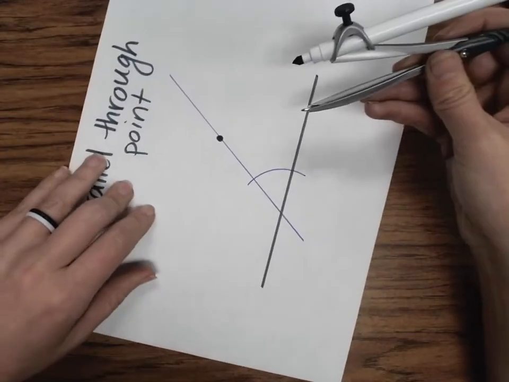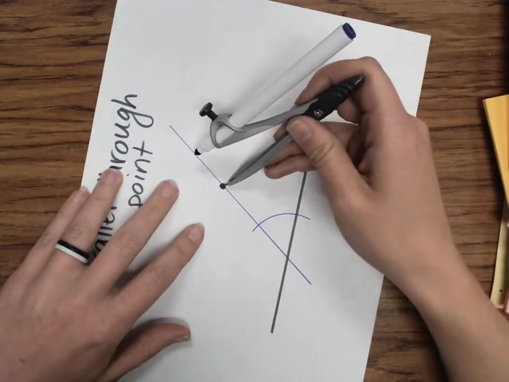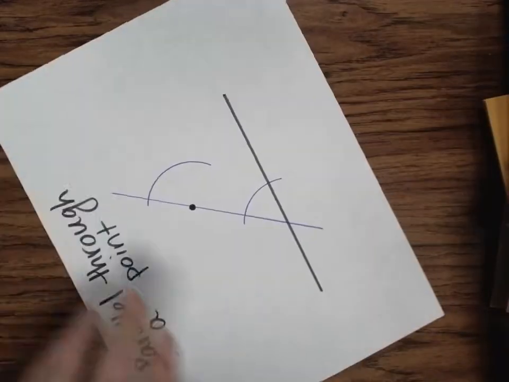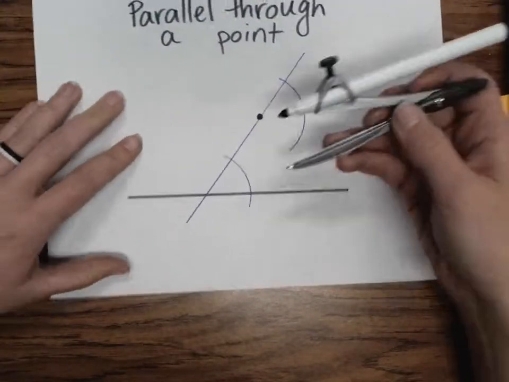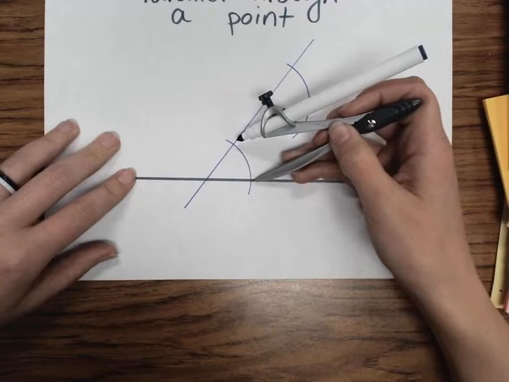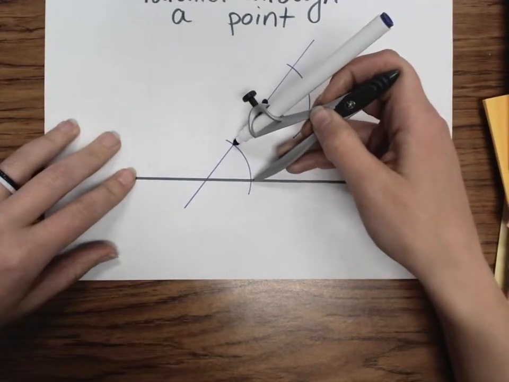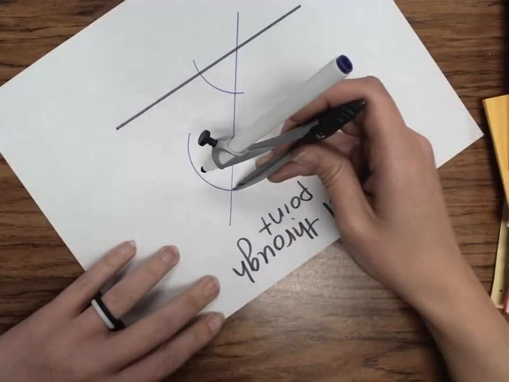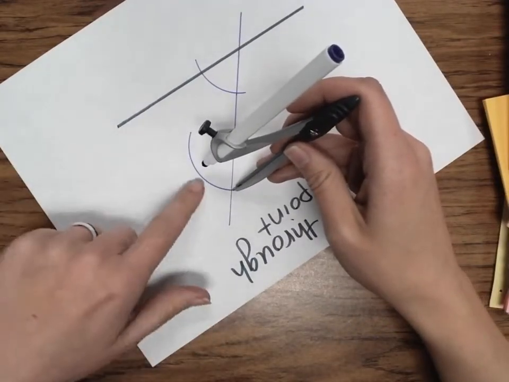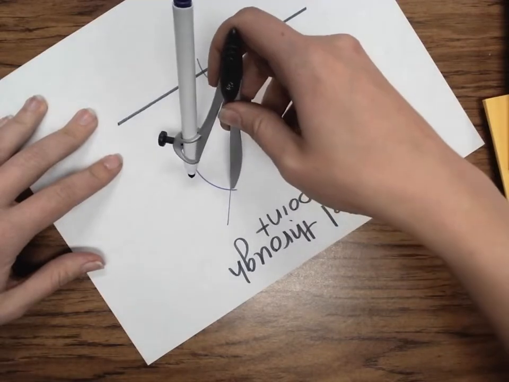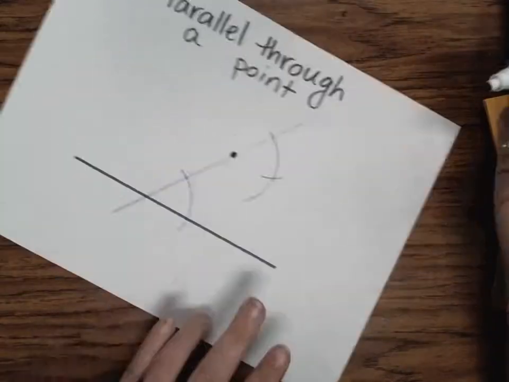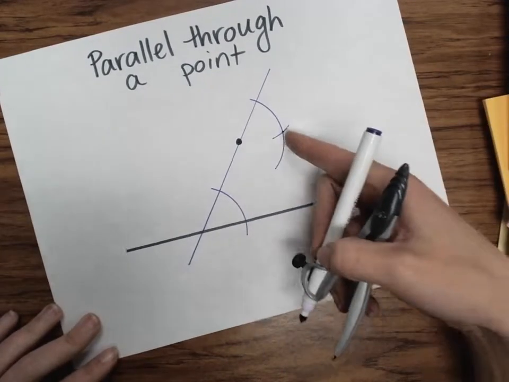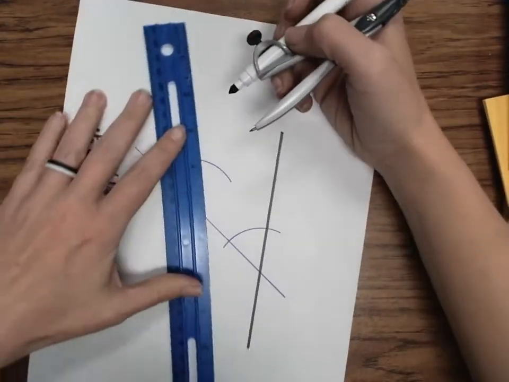And then without changing what your compass was set at, you're going to go to the point you're trying to go through. And you're going to make another arc that matches the original. All right, and now you're going to take this distance, adjust your compass to be the distance between those two points here. And then you're going to go to where that arc crosses your line there, and you're going to make another little arc. And then final step is you are just going to draw your line through that point and where your arcs intersect there.